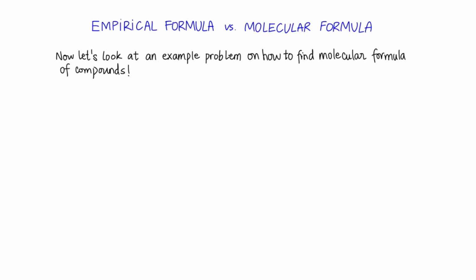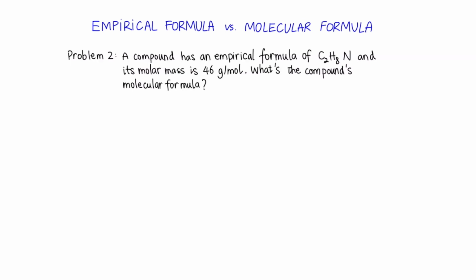Moving on, let's look at an example on how to find the molecular formula of a compound when given the molar mass and the empirical formula. Problem 2. A compound has an empirical formula of C2H8N, and its molar mass is 46 grams per mole. What is the compound's molecular formula?